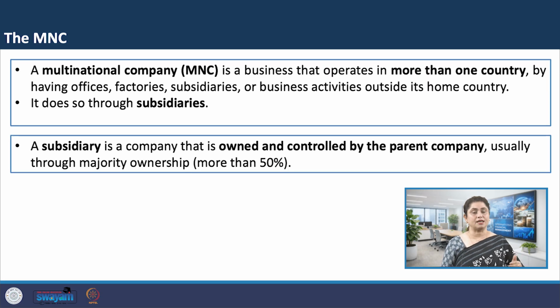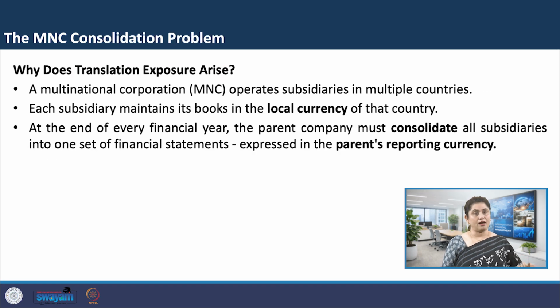A subsidiary is a company that is owned and controlled by a parent company, usually through majority ownership, that is more than 50%. A large Indian MNC, say Tata, Infosys, or Mahindra, does not just operate in India. It has subsidiaries spread across the USA, Europe, Southeast Asia, and beyond. Each of these subsidiaries operates in its local environment. Hence, each subsidiary maintains its books and financial statements in the local currency of that country.